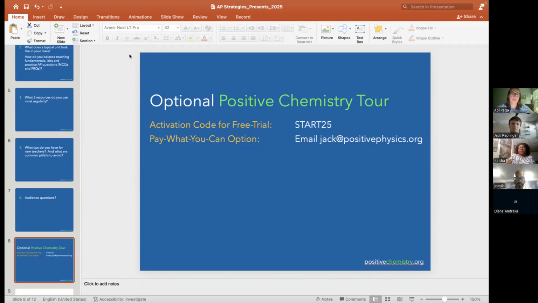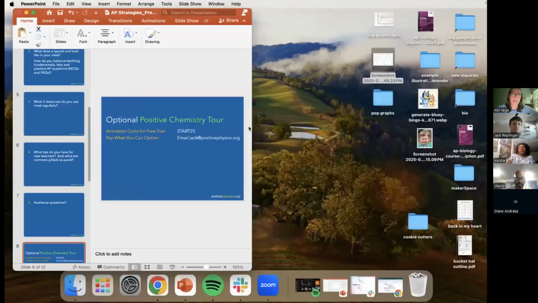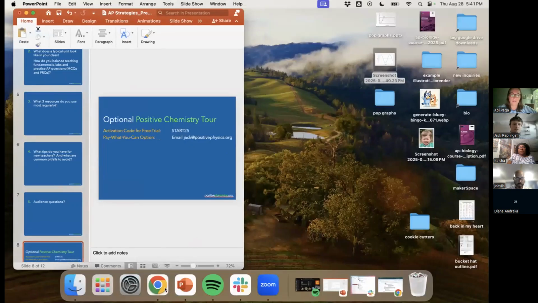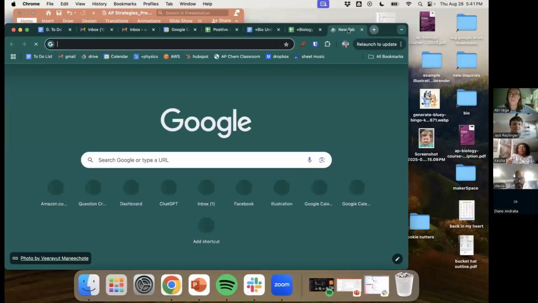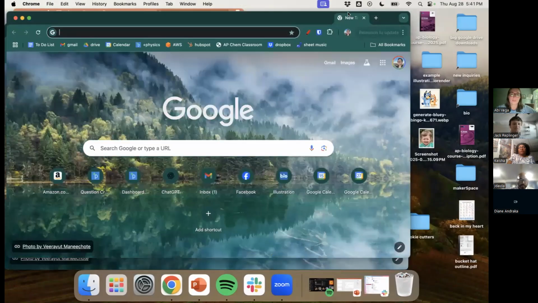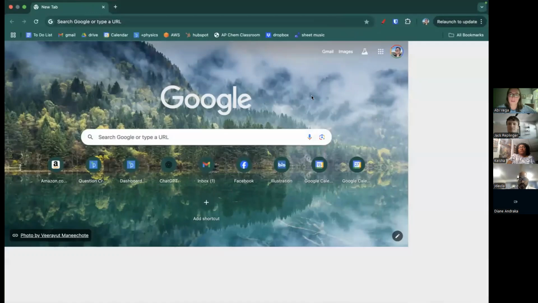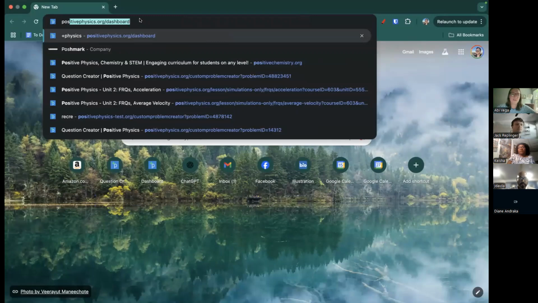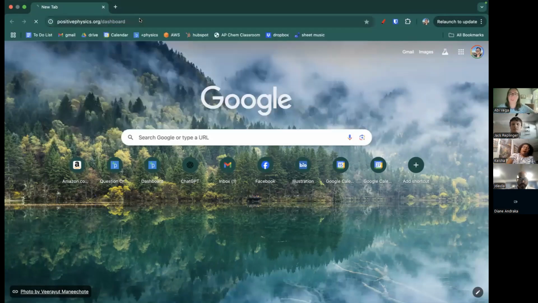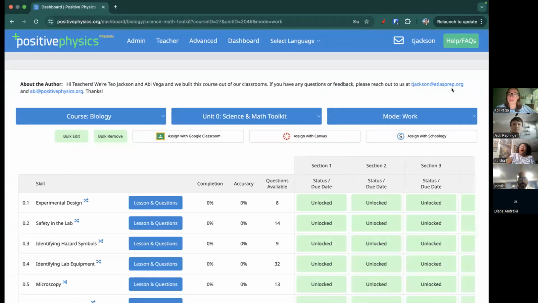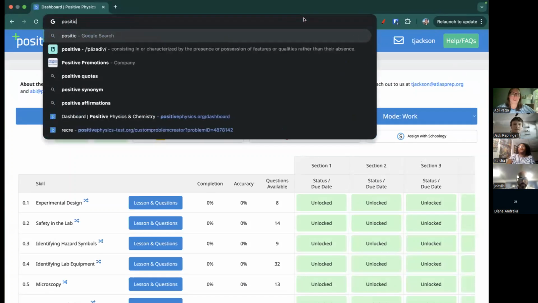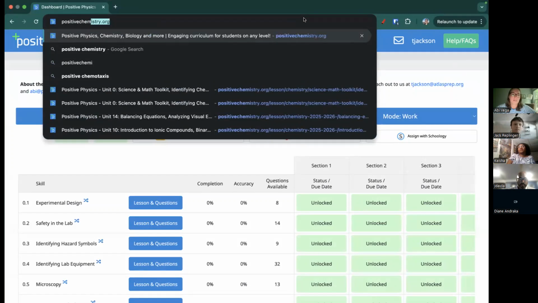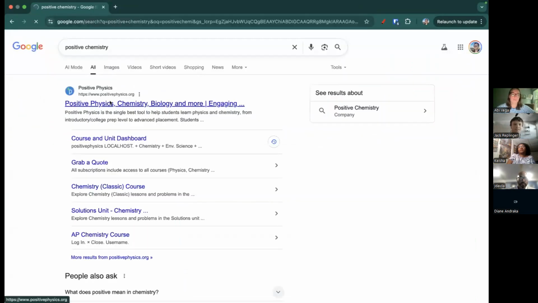So let me pull up my Chrome now. I'll give you guys a little tour. Okay. Can you guys see my Chrome right now? Yes, okay, perfect. Thank you. Okay, so firstly, when you go to the website, you can go to Positive Physics, Positive Chemistry, or Positive STEM. It's all the same website. And let me go to Positive Chemistry so I can show you how to log in.